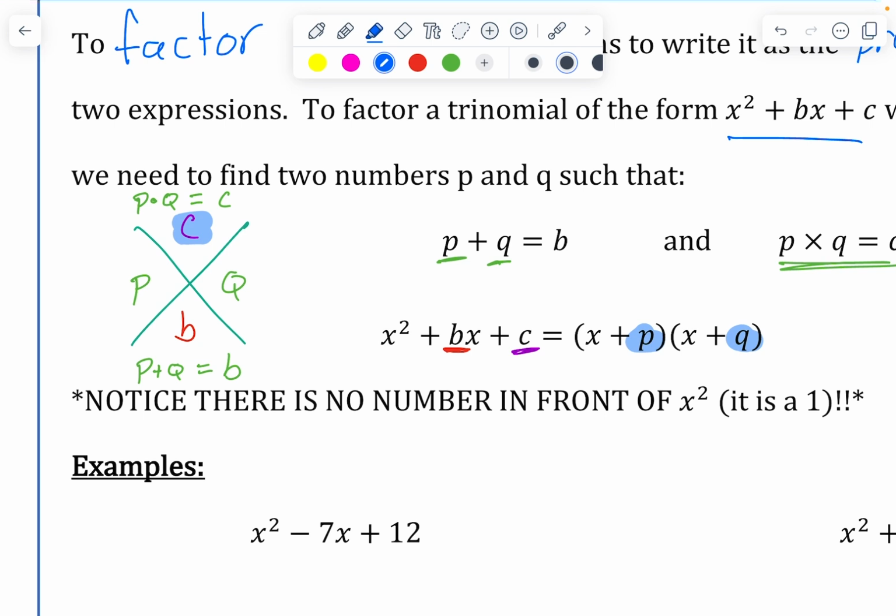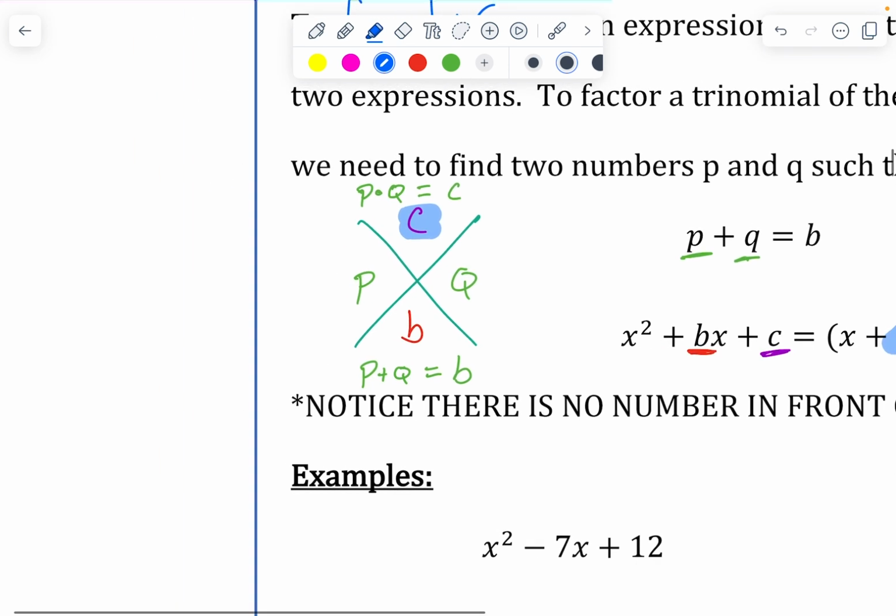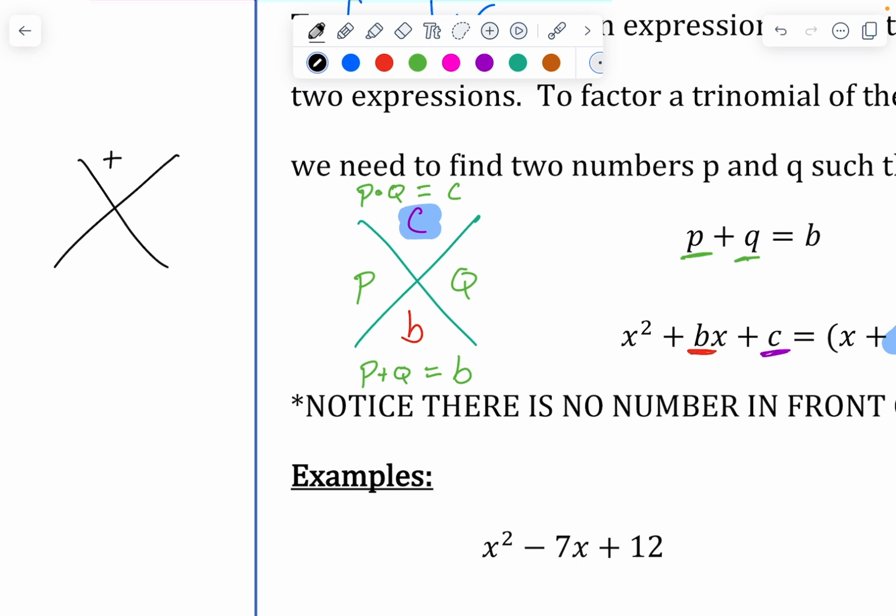A couple helpful hints as we go. Again, that factor sheet is going to be really, really important. The first thing here is I'm just going to do this off to the side, and I want you to keep this in mind as we go. If I have a positive c on the top and a positive b on the bottom, that tells me my two factors are both going to be positive numbers, because the only way to multiply to get a positive and add to a positive is by two positive numbers. A positive times a positive is a positive, and a positive plus a positive is a positive.